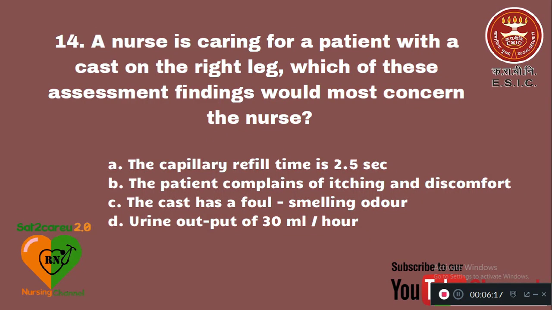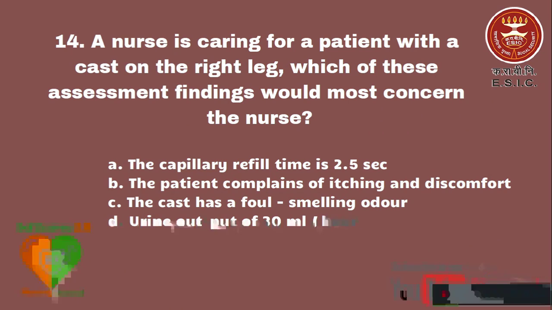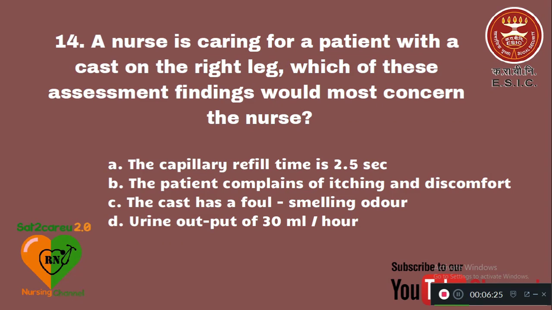14th, a nurse is caring for a patient with a cast on the right leg. Which of these assessment findings would most concern the nurse? Option A, the capillary refill time is 2.5 seconds. Option B, the patient complains of itching and discomfort. Option C, the cast has foul smelling odor, and D is urine output of 30 ml per hour. So the most concern for the nurse will be option C, the cast has a foul smelling odor.